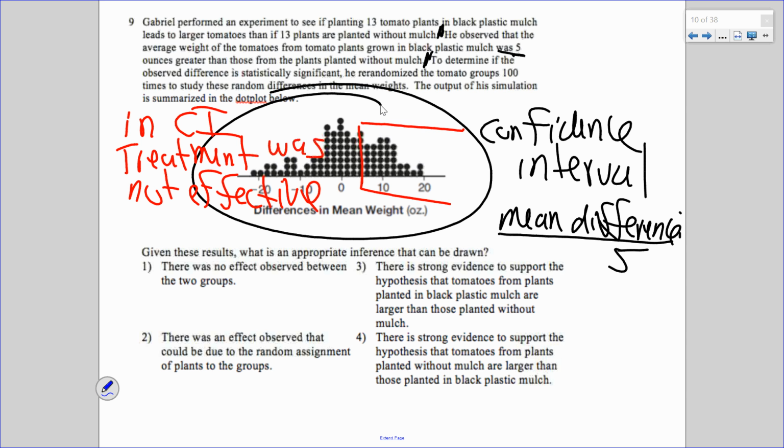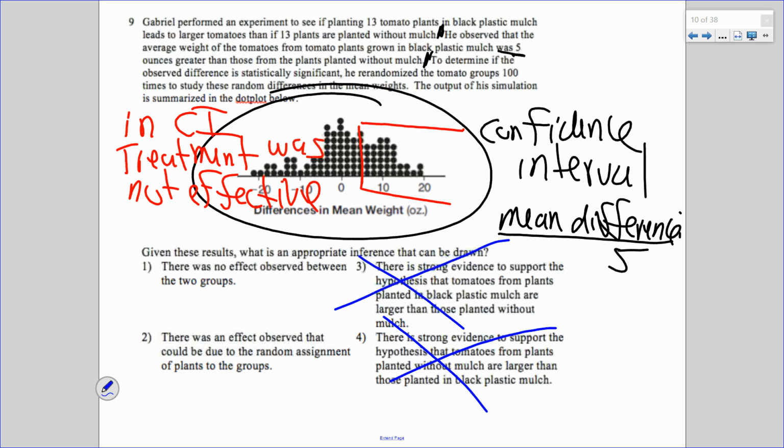I can definitely get rid of a couple of choices here. There's strong evidence to support the hypothesis that tomatoes from plants... No. Okay? There's not strong evidence. There's not a significant difference. So 3 and 4 are out. So we're left with 1 and 2. There was no effect observed between the two groups, or there was an effect observed that could be due to the random assignment of plants to the groups.